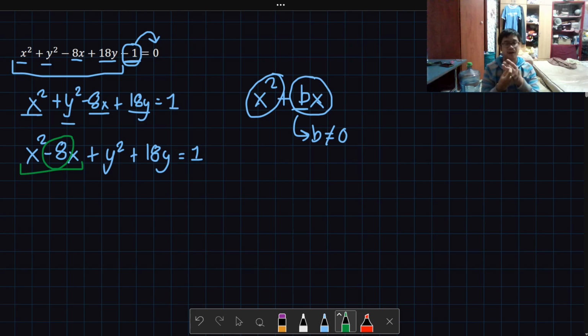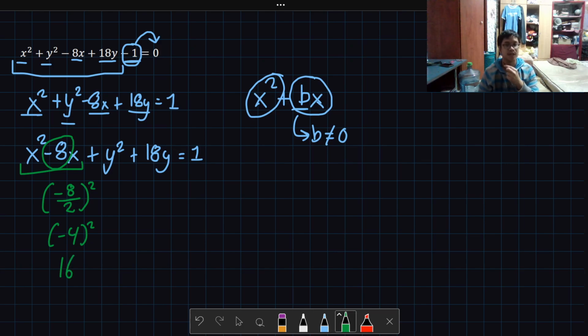Anyway, let's go back. So yeah, we have negative 8, right? So here's what we're going to do. We're going to divide negative 8 by 2, then we will square it. So let's do it slowly. Negative 8 divided by 2, we have negative 4 squared. The negative 4 squared will give you positive 16.